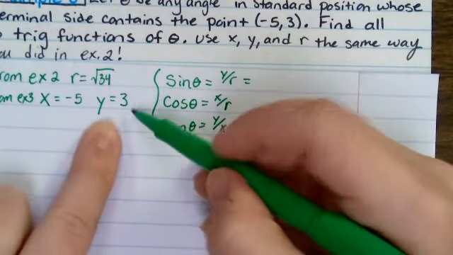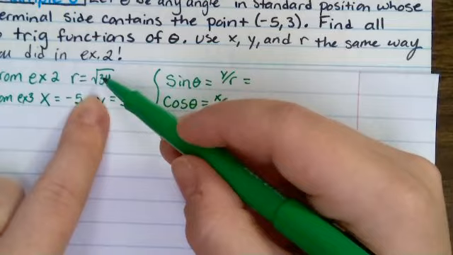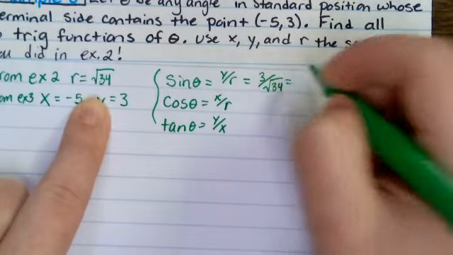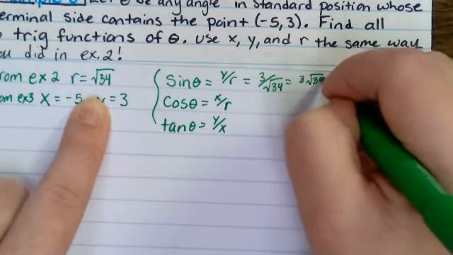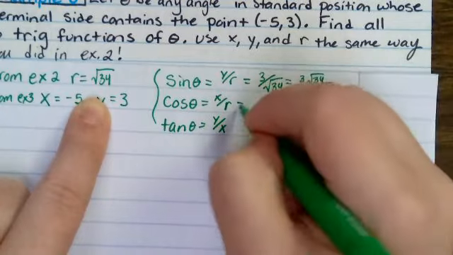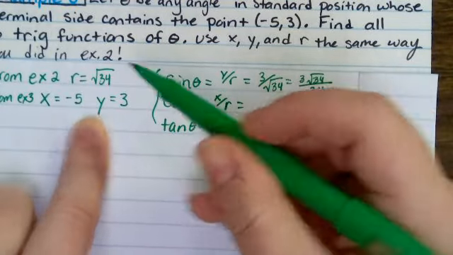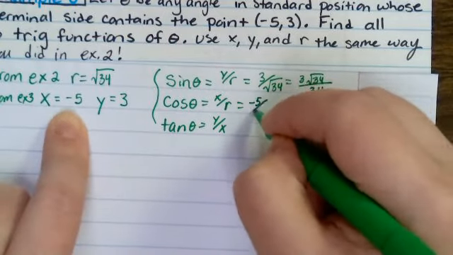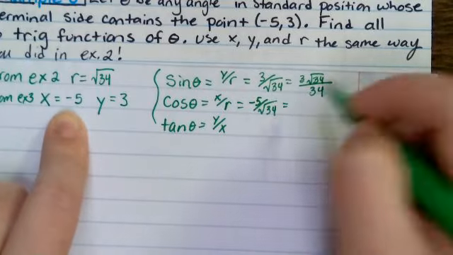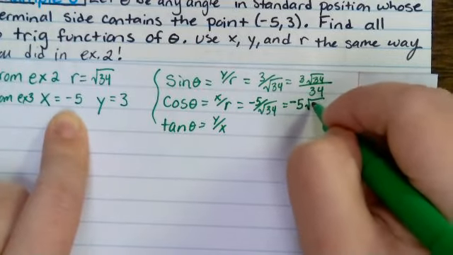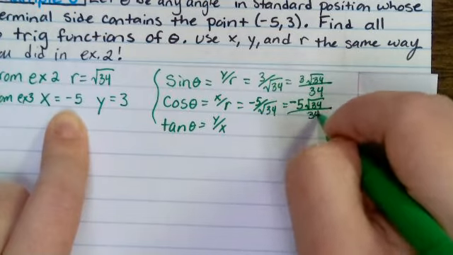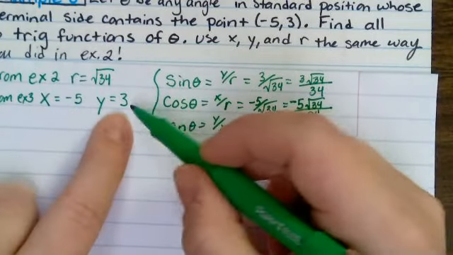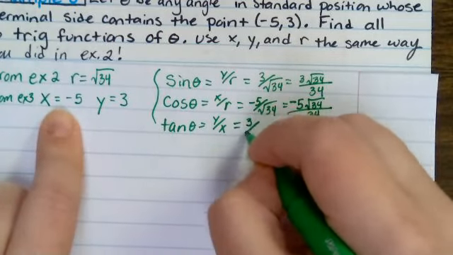Okay, so remember how we said y here is 3, and this is going to get over r. So 3 over square root of 34. I'm going to rationalize it just like on the last one. There we go. Now this guy, cosine, we want x over r. So negative 5 over square root of 34. So when I rationalize this one, it's negative 5 square root 34 over 34. Tangent is simply going to be y over x, 3 over negative 5.